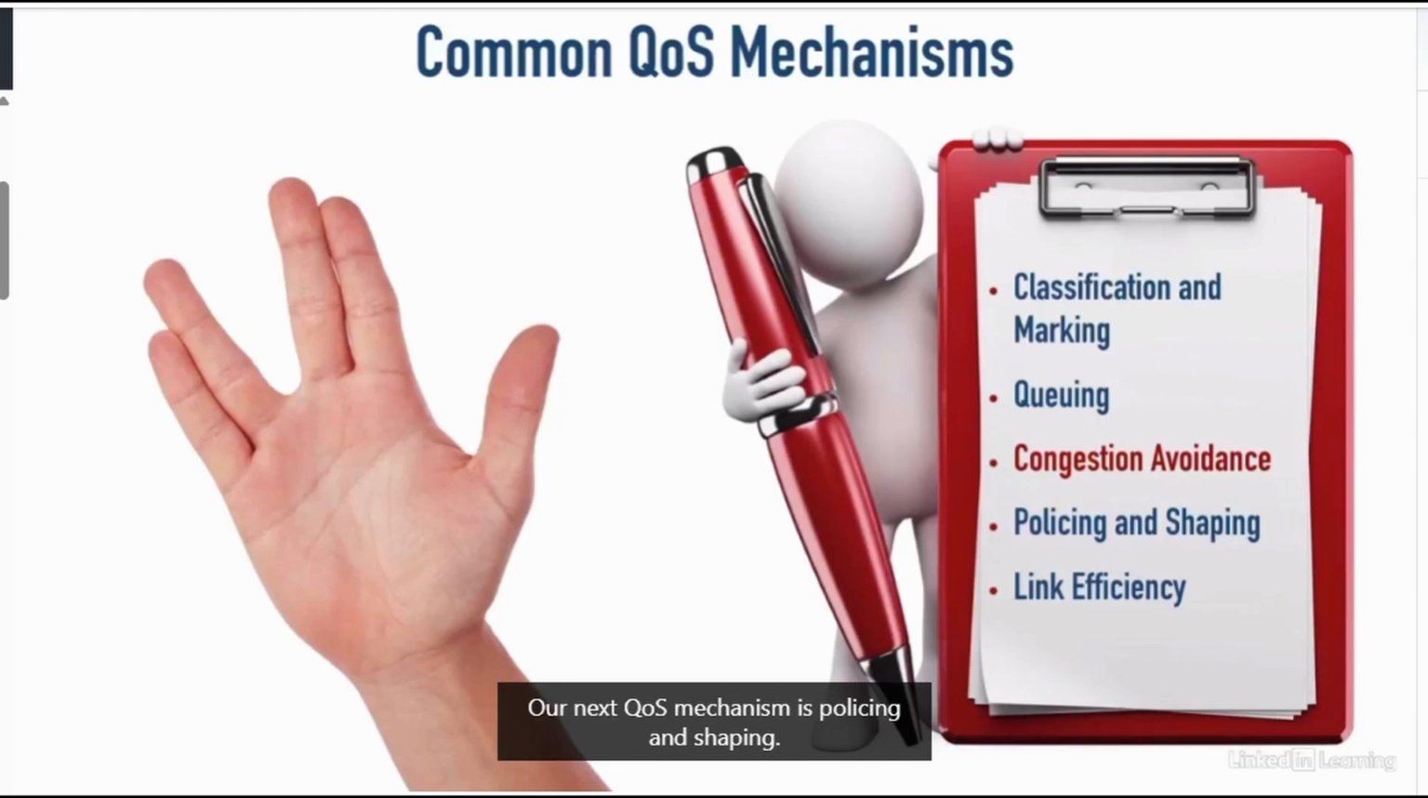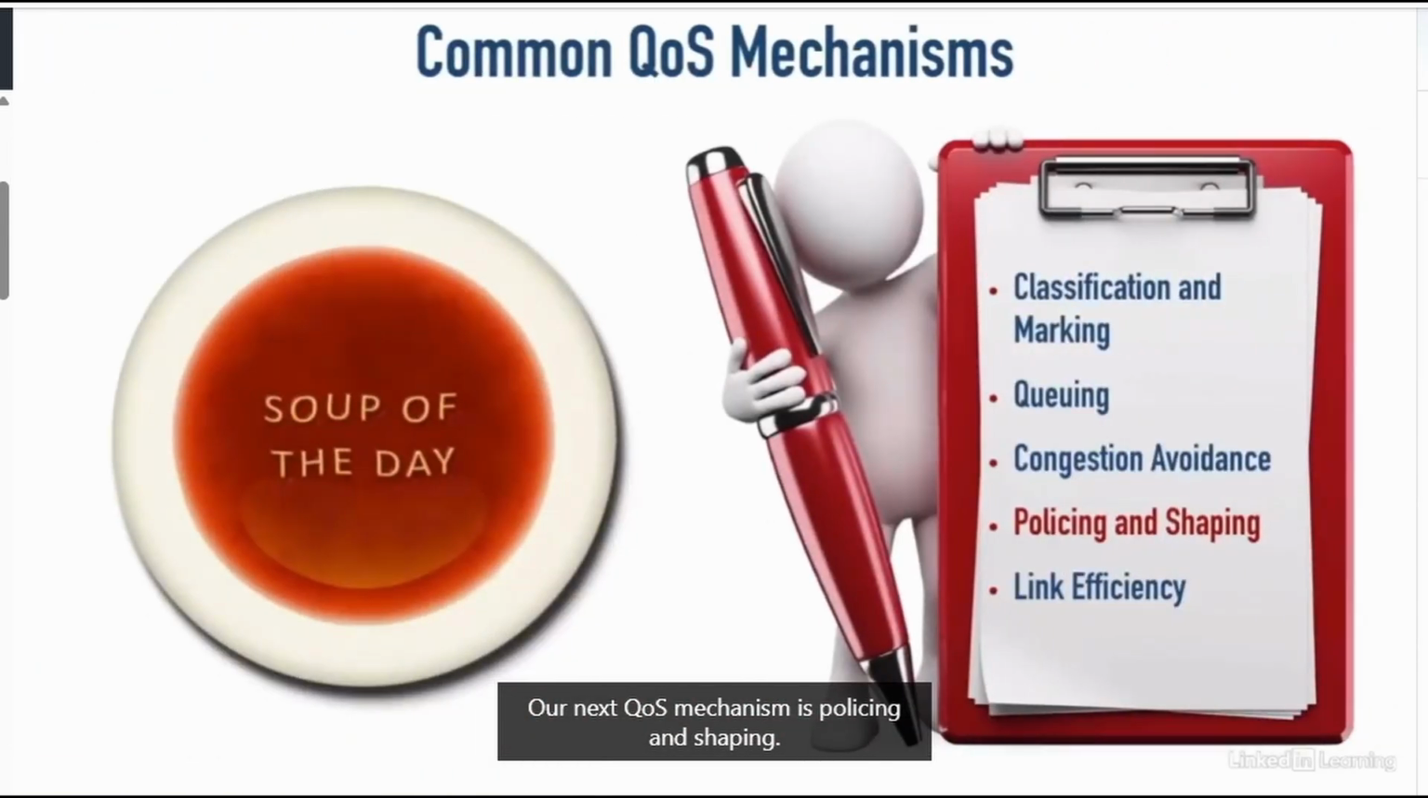Our next QoS mechanism is policing and shaping. Together, these are called traffic conditioners, and they will set a speed limit on our traffic. Unlike queuing, which gave us a minimum bandwidth guarantee, policing and shaping give us a maximum bandwidth limit. And policing is a bit more harsh than shaping.